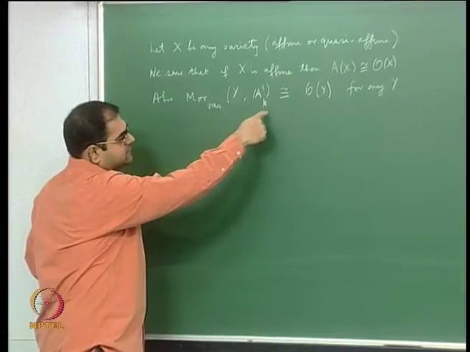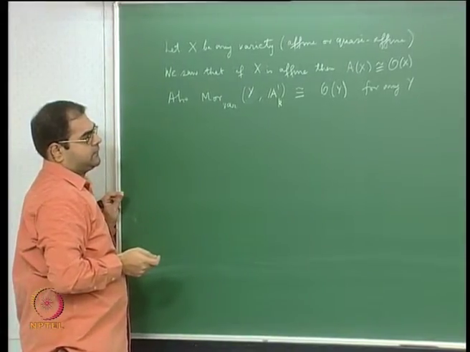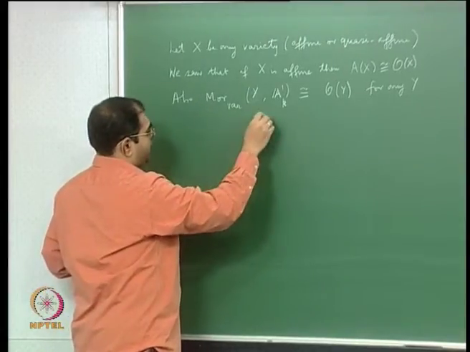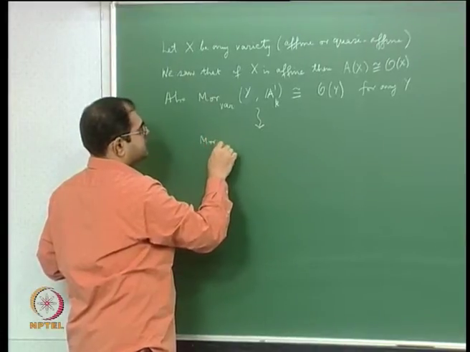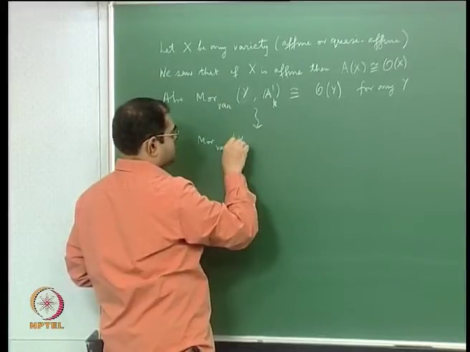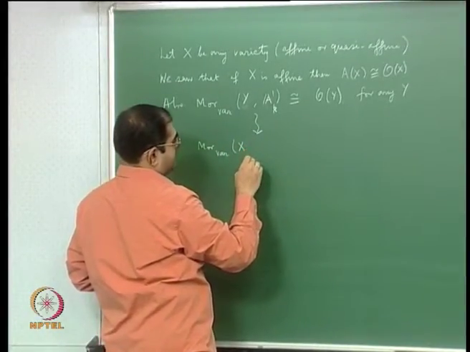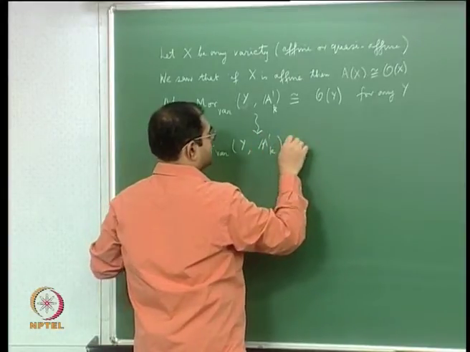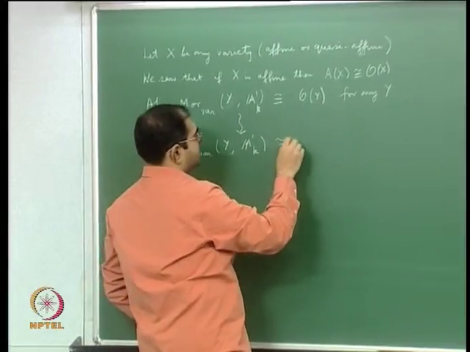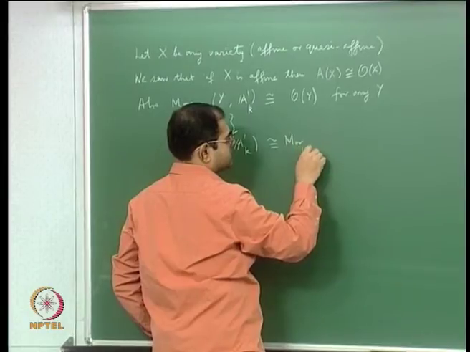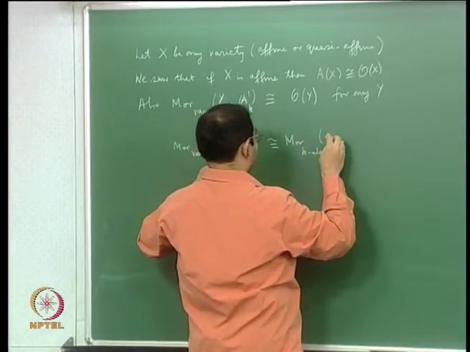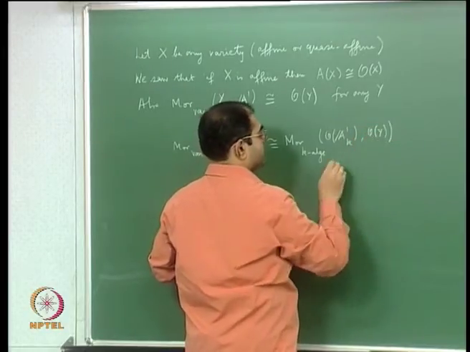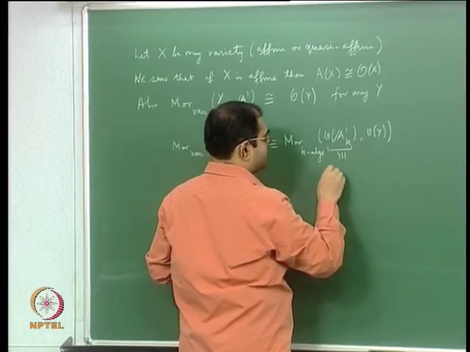So I told you that this statement can be generalized. This statement, that morphisms of varieties from y to A1 is isomorphic to Oy, can also be written as morphisms of k-algebras from O of A1 to O of y, because this O of A1 is actually isomorphic to k[x].